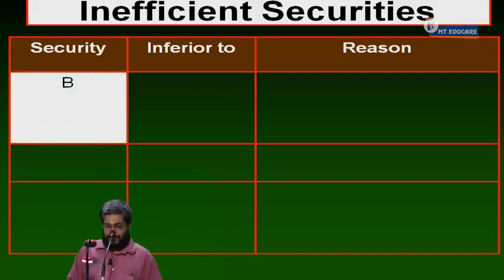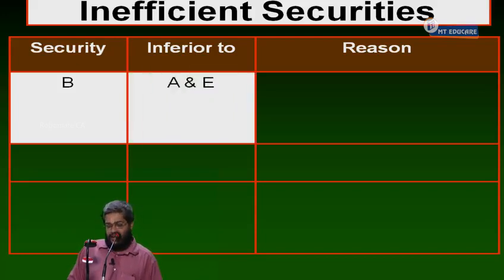Security B. Security B, inferior to, please answer me, inferior to what? A and E. Inferior to A and E. Can you tell me the reason why it is inferior to A and E? A gives same return for lower risk. Then E gives what? Higher return for same risk.